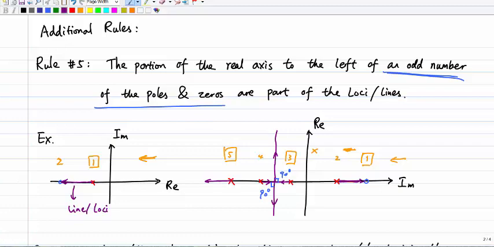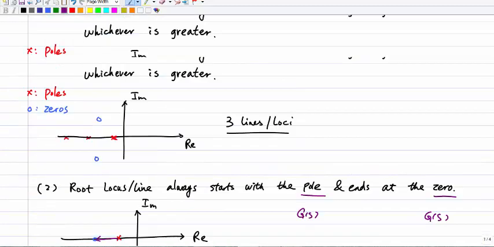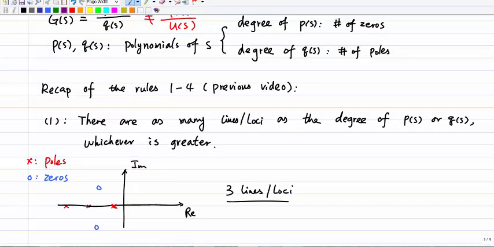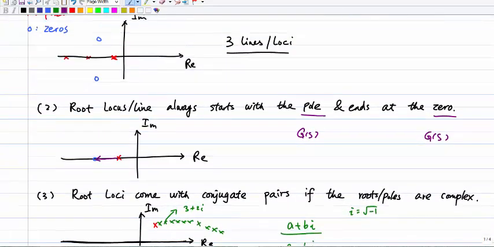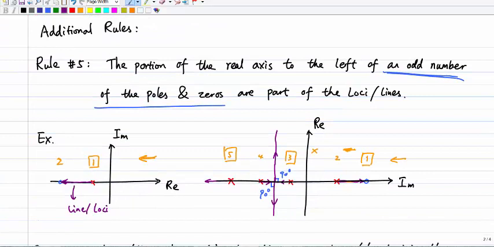Also, rule number 2 says you must start with a pole and end at a zero. You start at the pole, end at the zero.